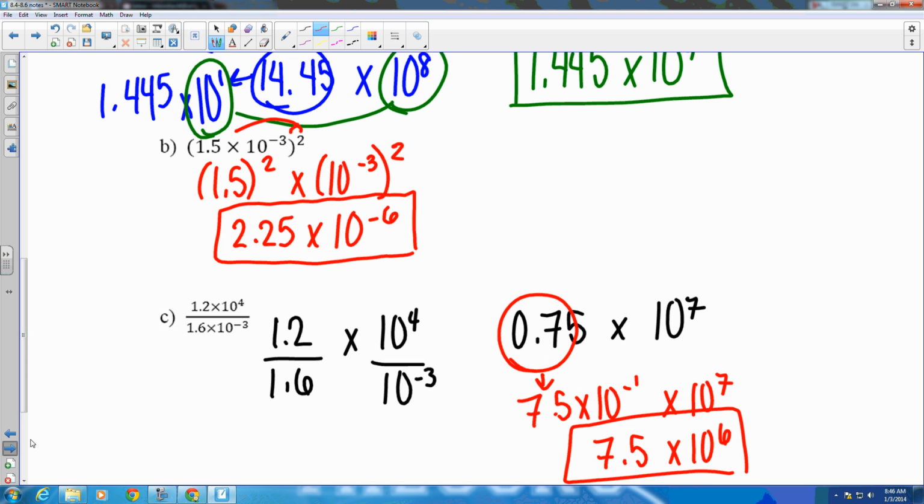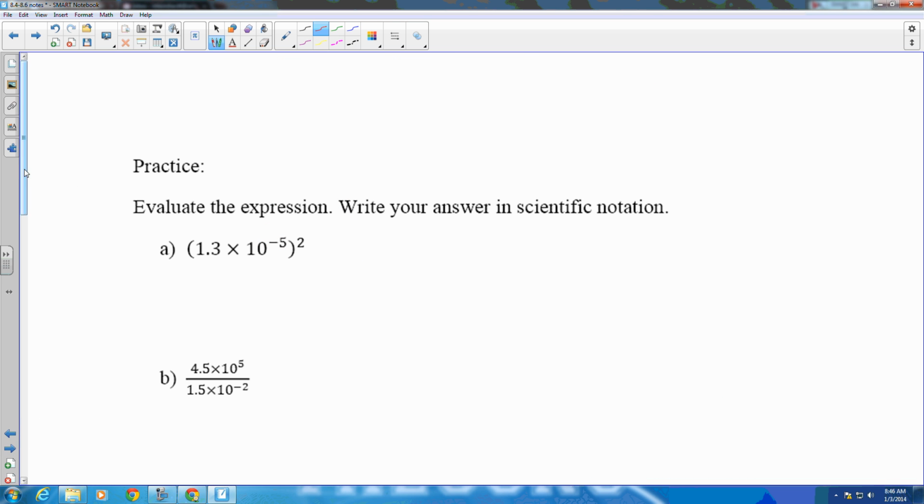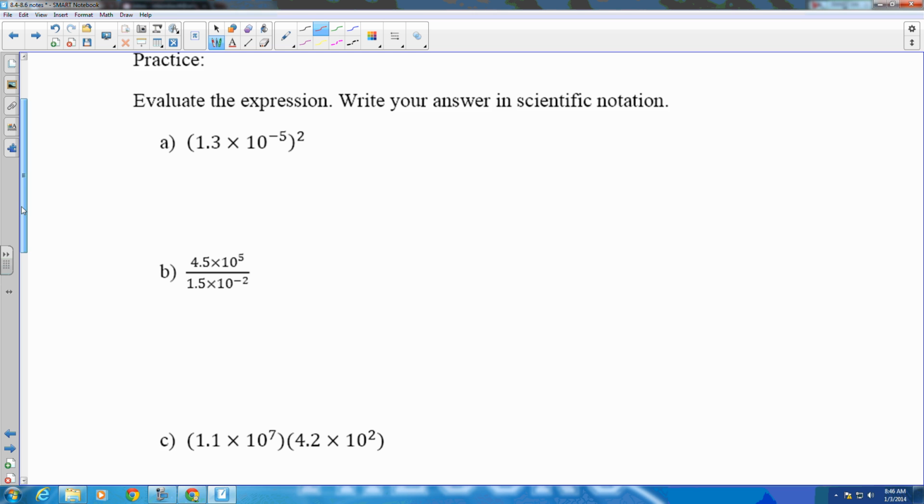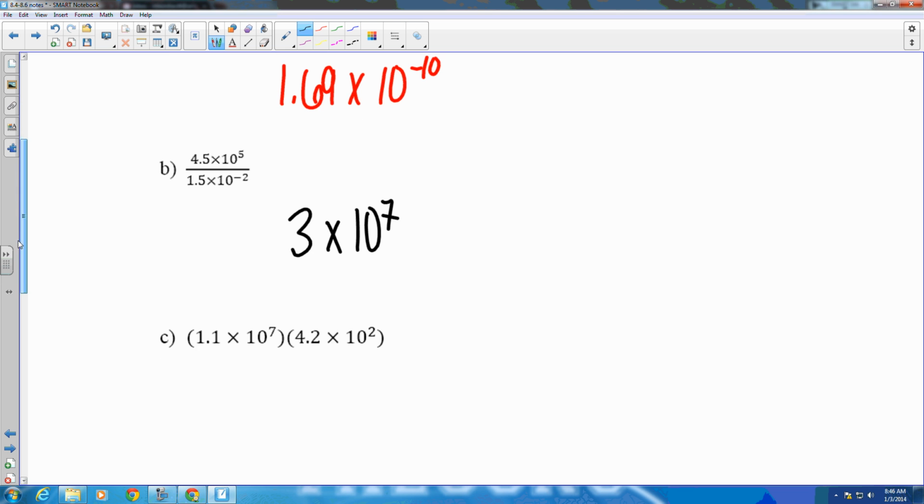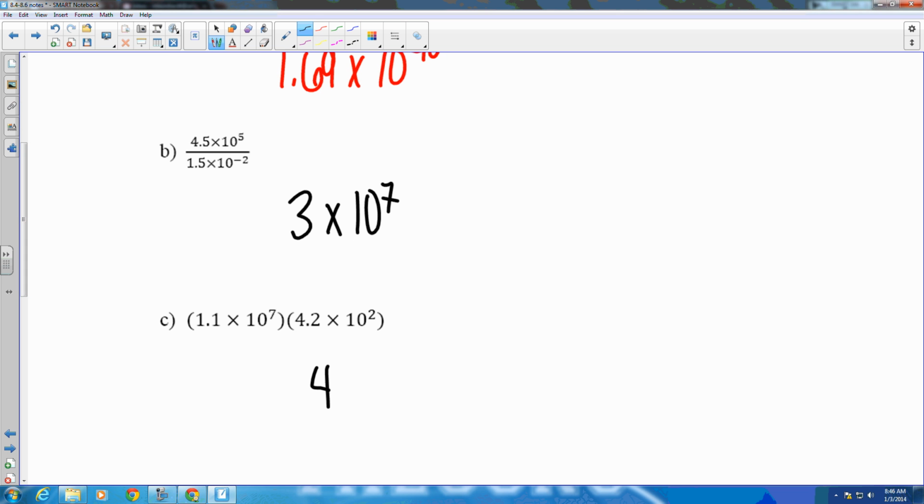Okay, let's keep going. Practice. A, we need to square everything. Our answer for this one, I'm just going to write down the answers and you can compare later. 1.69 times 10 to the negative 10. B is 3 times 10 to the 7th. And C is 4.62 times 10 to the 9th.